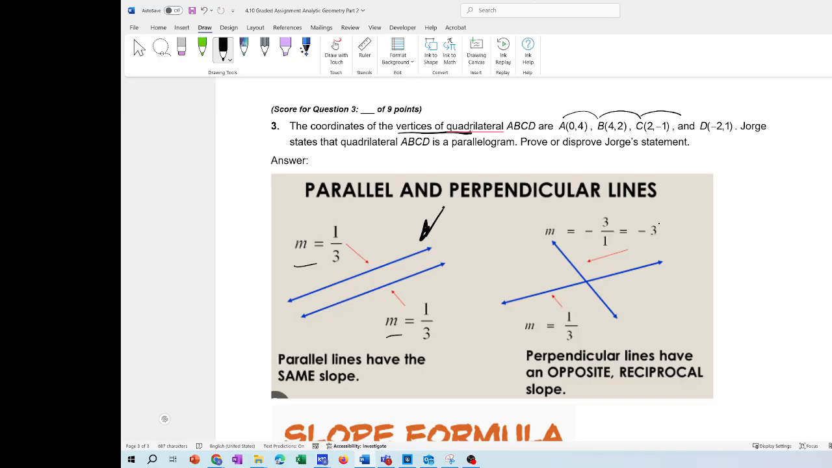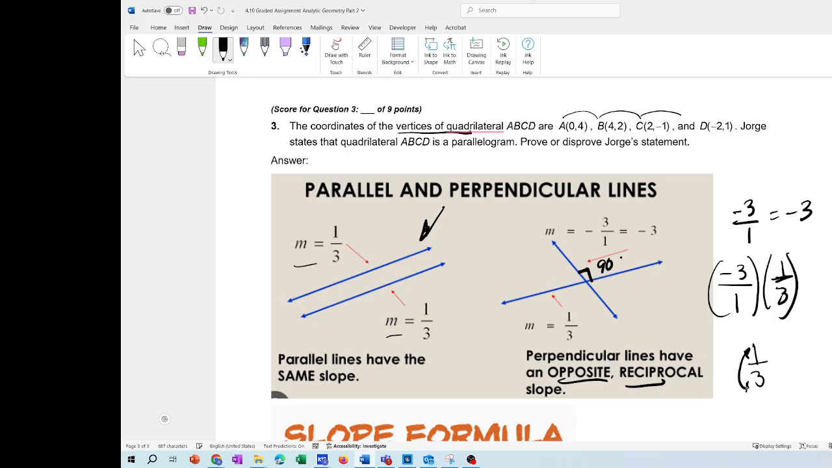Okay? Then perpendicular lines are lines that are going to intersect and they're going to form a 90-degree angle. In this case, the slopes are opposite reciprocals. For example, here you have -3 over 1, right? Which is equal to -3. And then you have 1/3. So if I multiply -3 over 1 times 1/3, they're opposite because one is negative and the other one is positive. And they're reciprocal. Reciprocal means that you switch. You have 1/3, you switch numerators and denominators. And if you multiply them, it should give you -1.